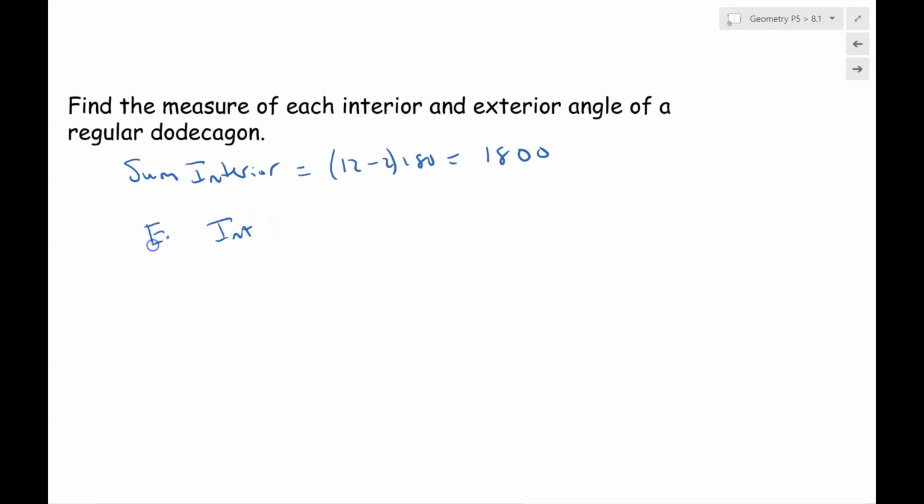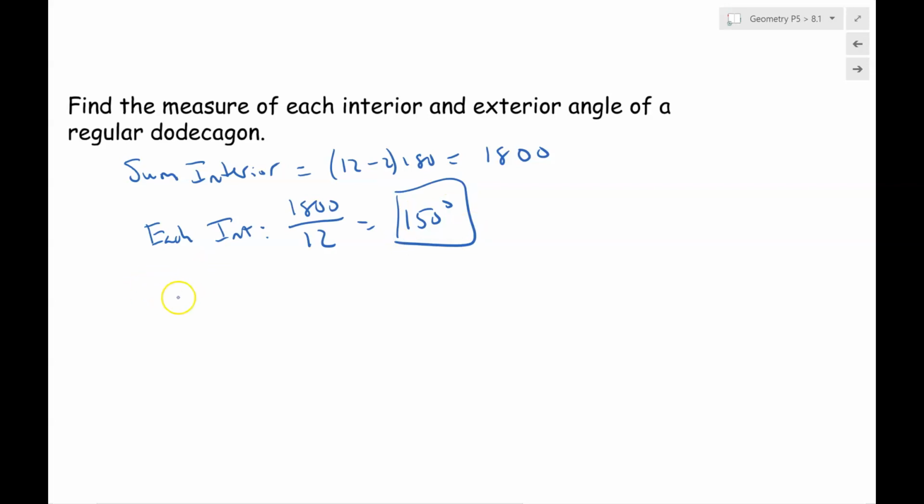Each interior. I'm going to abbreviate. I'm going to take that 1,800 and divide it by n, which is 12. So I don't know what that is off the top of my head. 150 degrees. Okay. All right.